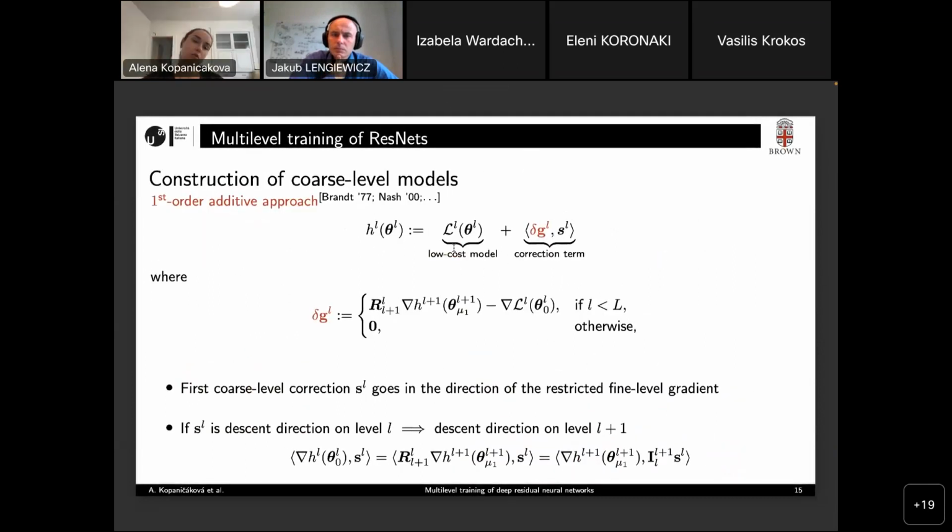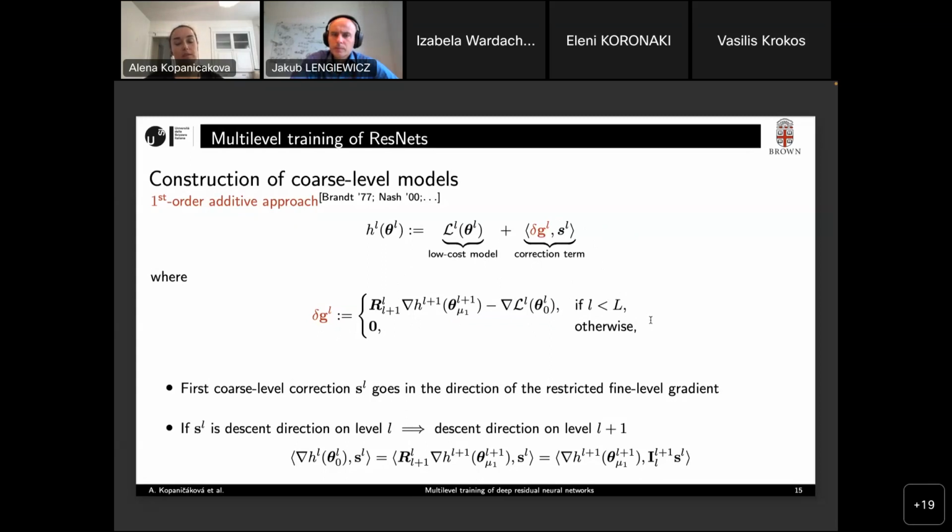On each level, we will construct the coarse level model as a sum of two terms. The first term is our loss function obtained by discretizing on the particular level, and then we also have a correction term. Here we focus only on the first order correction term, the delta G term, which is obtained as the difference between the restricted fine level gradient, evaluated at the current fine level iterate, and the initial coarse level gradient. Employing this delta G term, we can make sure that the first coarse level correction goes in the direction of the restricted fine level gradient.